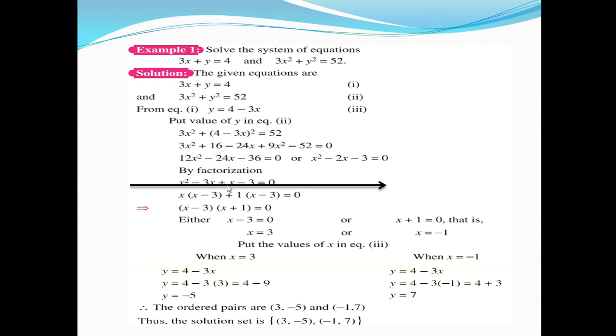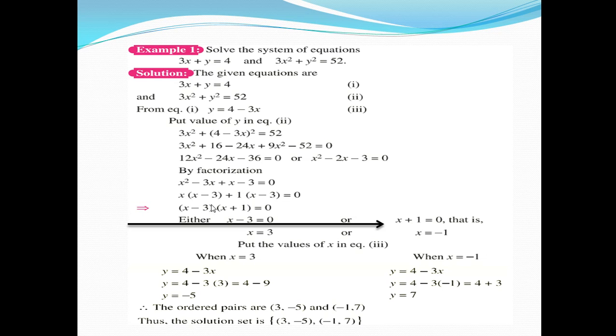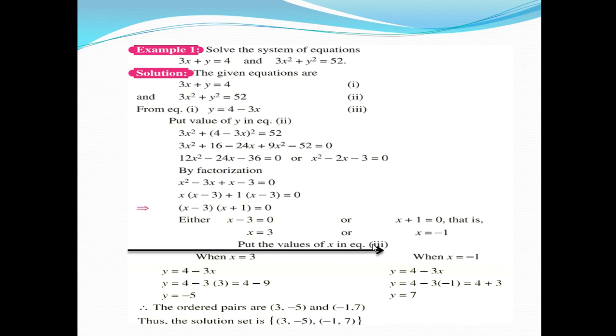x square minus 3x plus x minus 3 is equal to 0. x square minus 3x is the first pair, x minus 3 is the second pair. Taking x common from x square minus 3x, the remaining values are x and minus 3, and from the second pair 1 is common. Then x minus 3 and x plus 1 is equal to 0. Either x minus 3 is equal to 0 or x plus 1 is equal to 0, so x is equal to 3 and x is equal to minus 1.